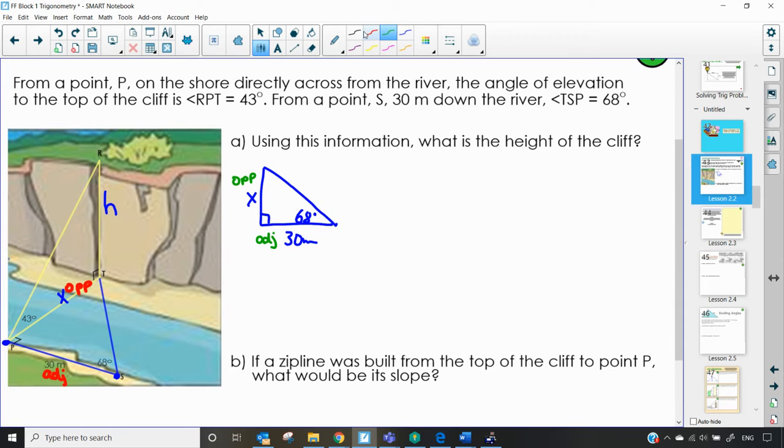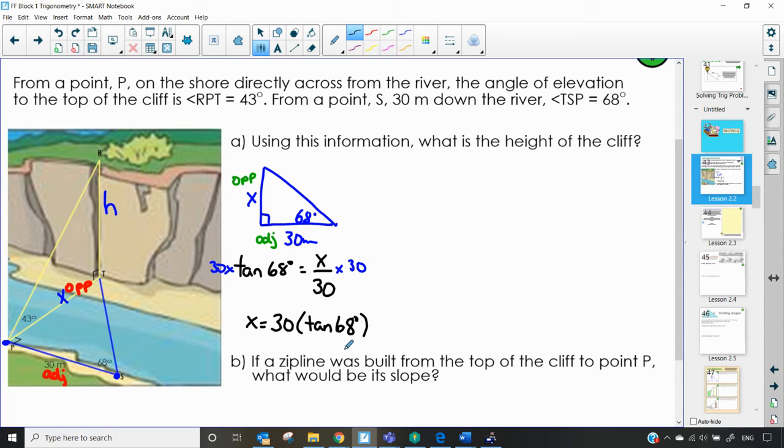Using my trig ratios, opposite and adjacent is tangent. So setting up my ratio here, I'm going to have tan of 68 degrees is opposite, which is x, over 30 meters. Now solving to get x by itself, I'm going to multiply both sides by 30, which will give me x equals 30 times tan 68.